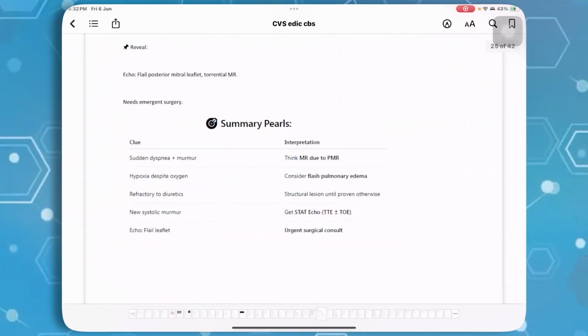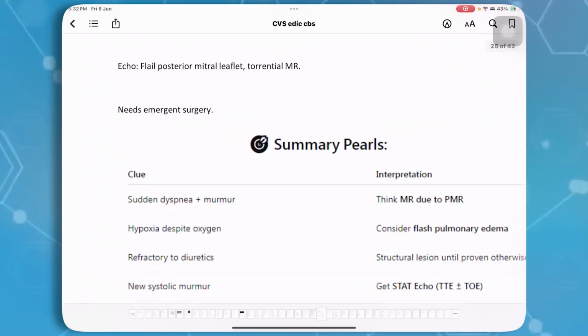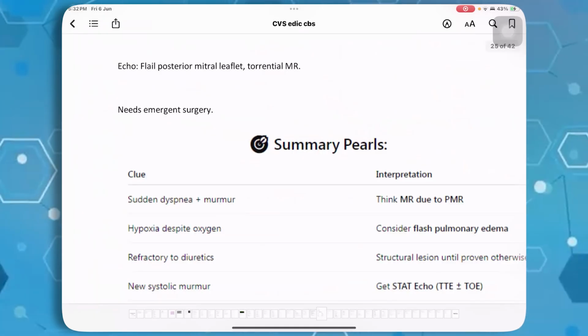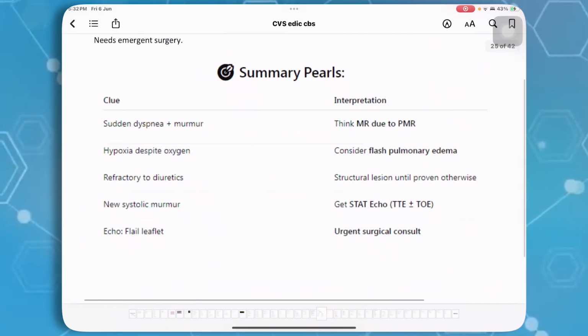So the echocardiography in our patient revealed a posterior mitral leaflet flail with a torrential mitral regurgitation. This patient needs an emergency surgery. So you need to remember, you can take a photo shot of this.